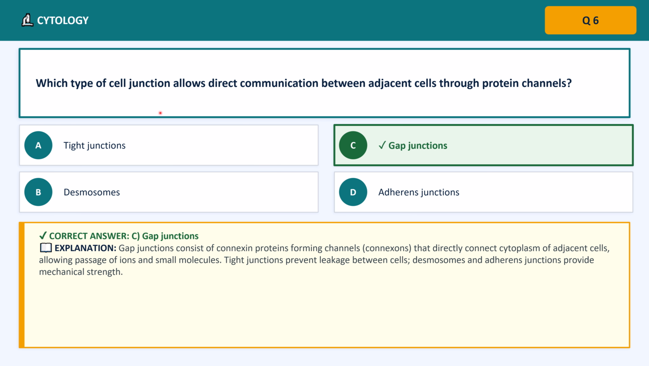Question 6. Which type of cell junction allows direct communication between adjacent cells through protein channels? It's option C, gap junctions. Explanation: gap junctions consist of connexin proteins forming channels, connexons, that directly connect the cytoplasm of adjacent cells, allowing passage of ions and small molecules. Tight junctions prevent leakage between cells. Desmosomes and adherens junctions provide mechanical strength.